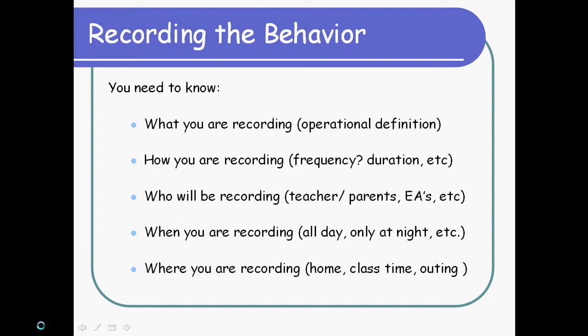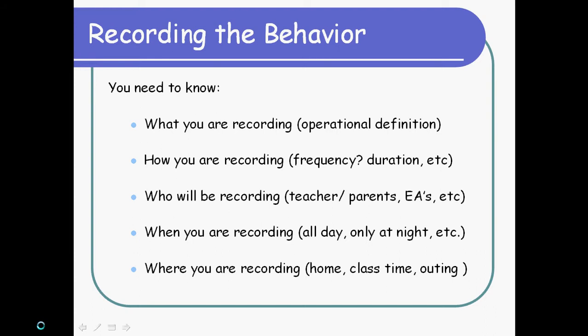Now, there are several things that you need to know when you start recording the behavior. First of all, you need to know what it is that you're recording. For this, you need an operational definition. We'll explain this in a few minutes. Once you know what you're recording, then you can figure out how you're going to record it. Are we going to be taking a frequency or looking at duration or other modes?